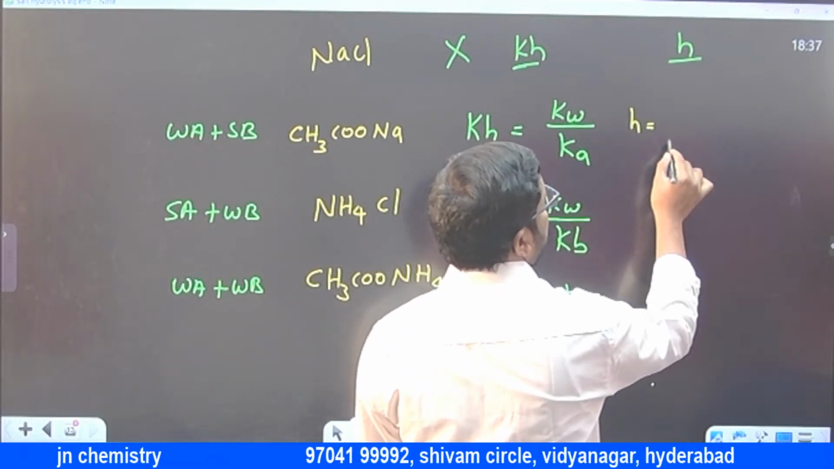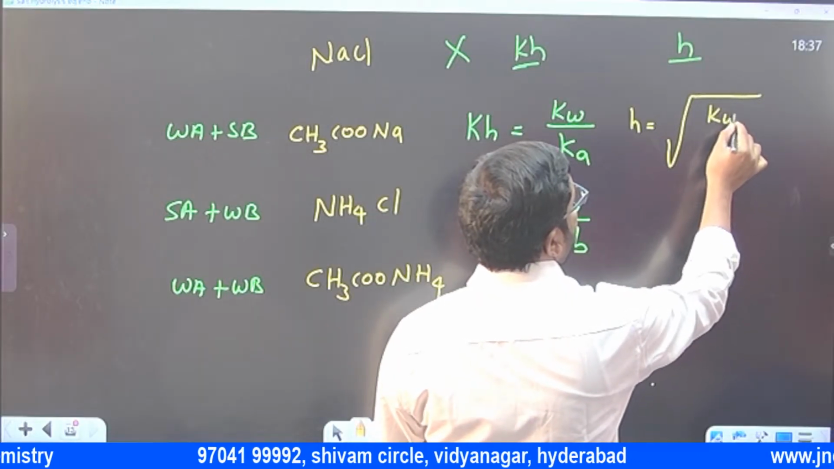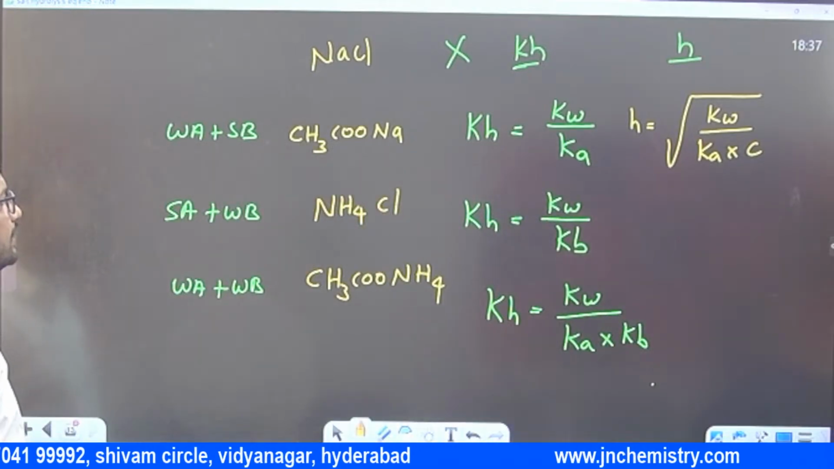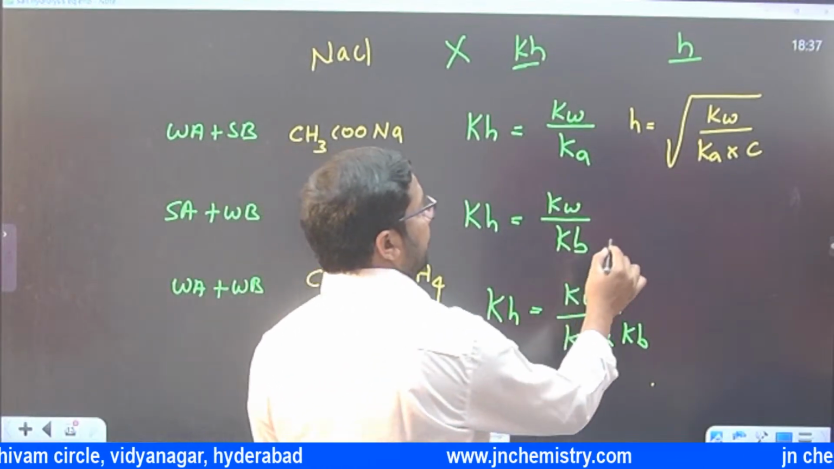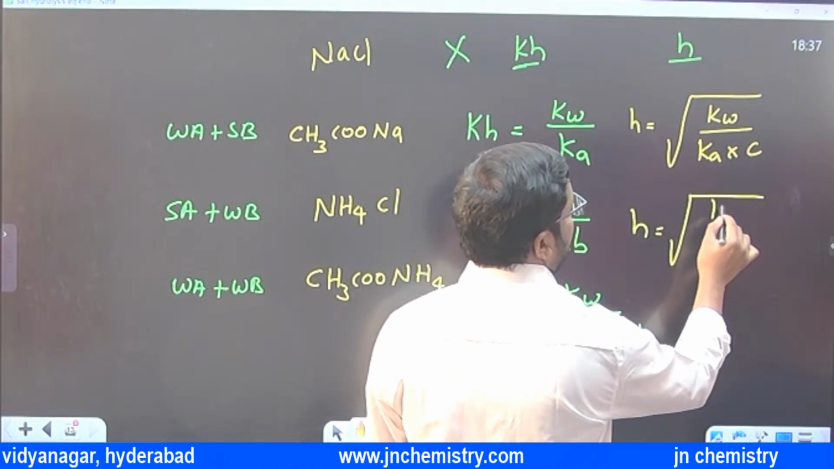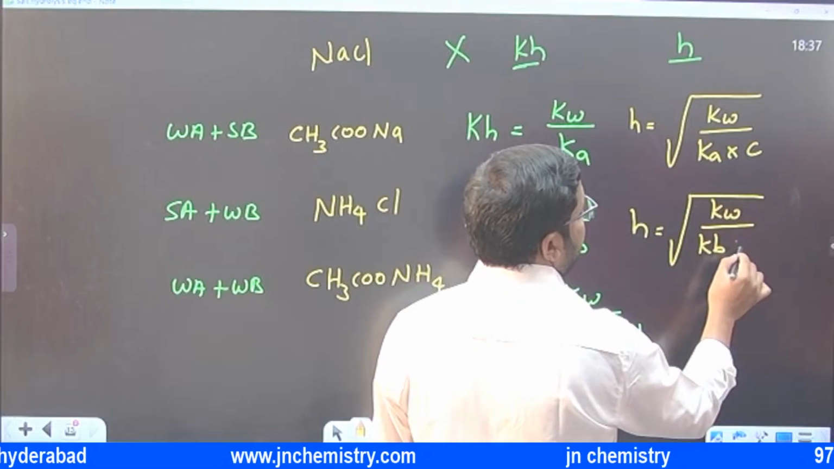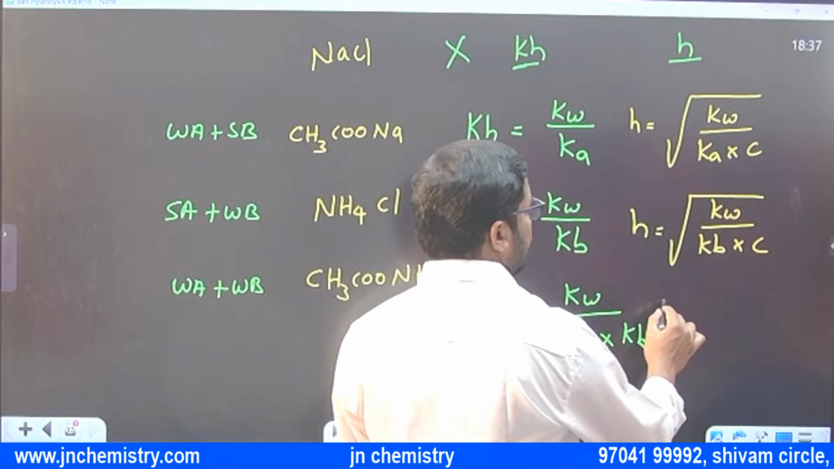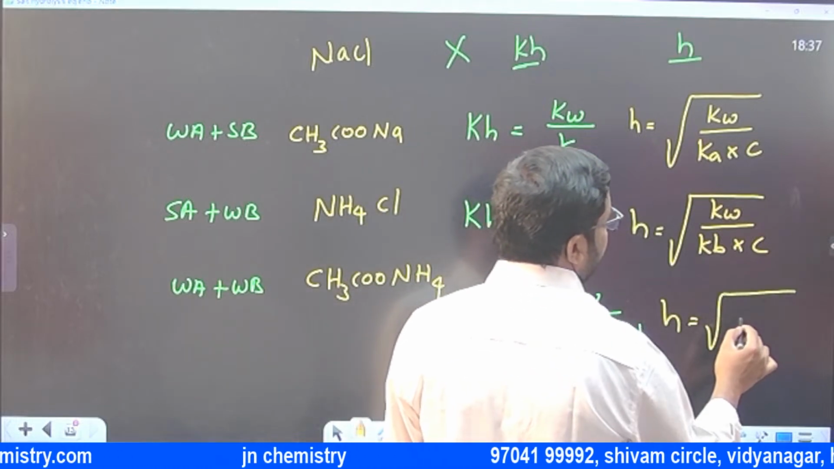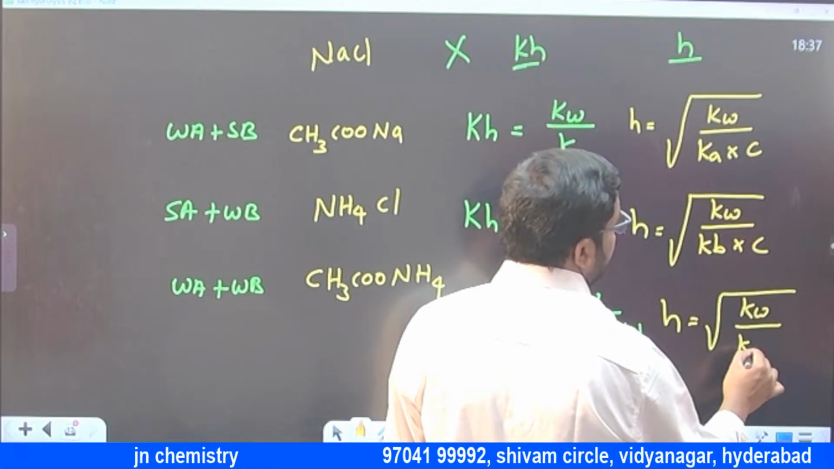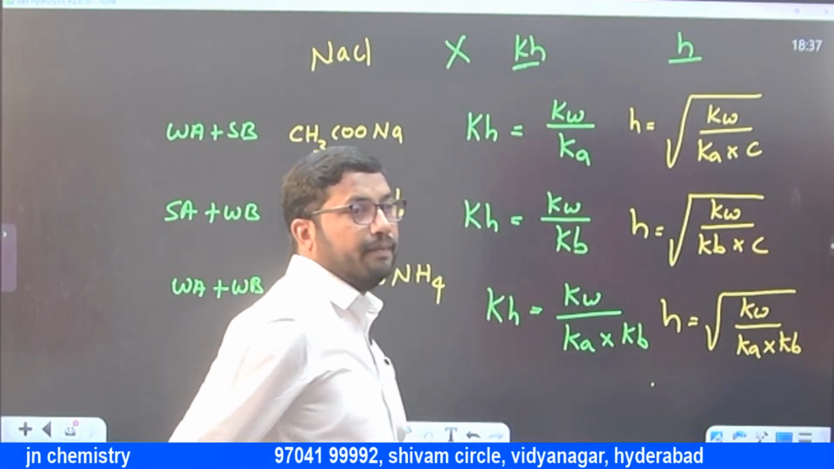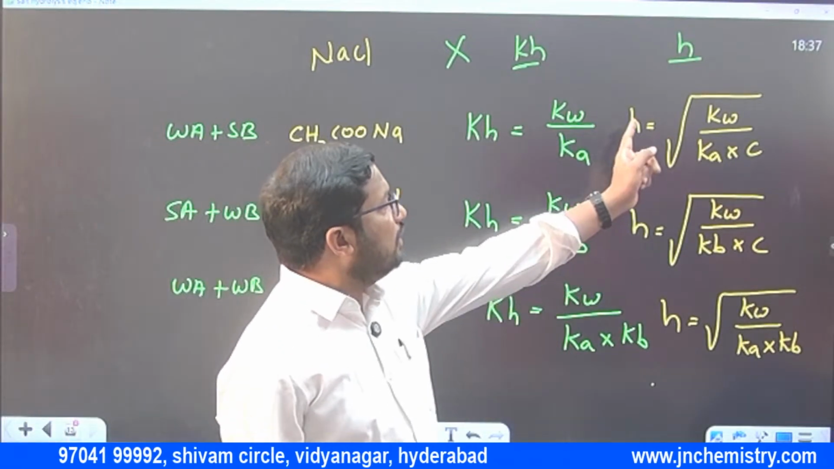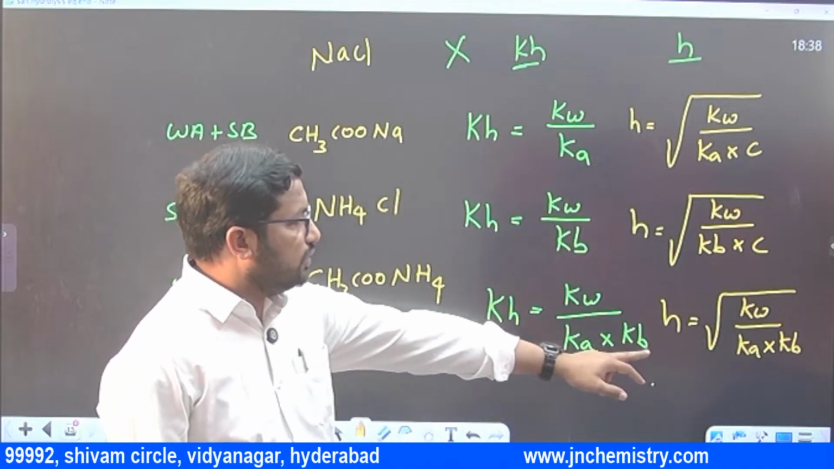h is equal to under root Kw by Ka into C. In this case, h is equal to under root Kw by Kb into C. So this one directly, under root Kw by Ka into Kb. Yes. KH values we should know, and degree of hydrolysis. Degree of hydrolysis we will find out the last one.